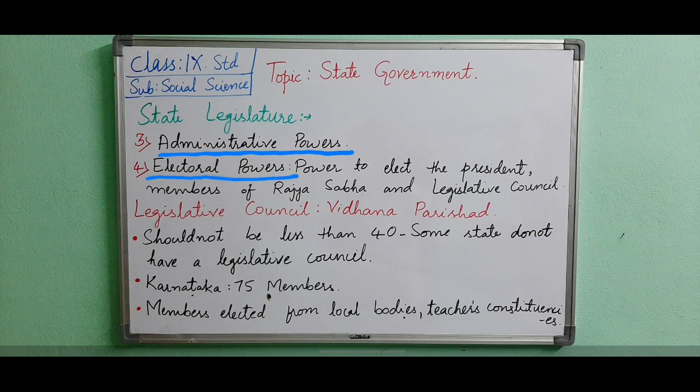Now the fourth power is electoral power. The elected members of the legislative assembly have the power to elect the president, members of Rajya Sabha and the legislative council, and the speaker and deputy speaker of the assembly.